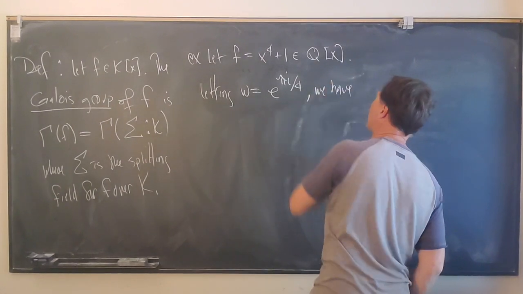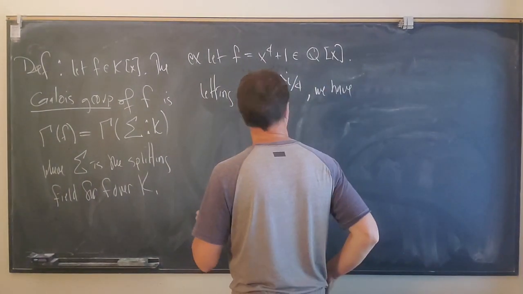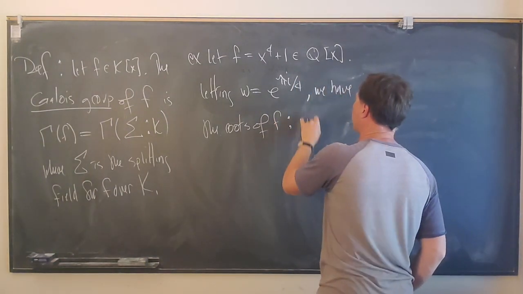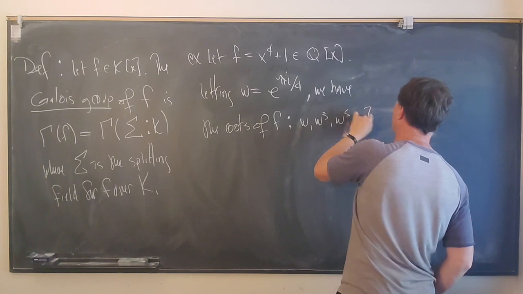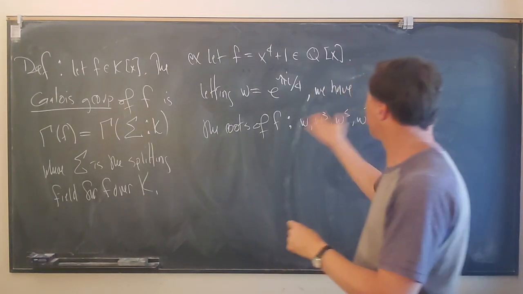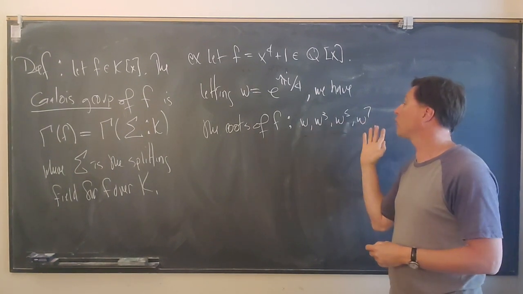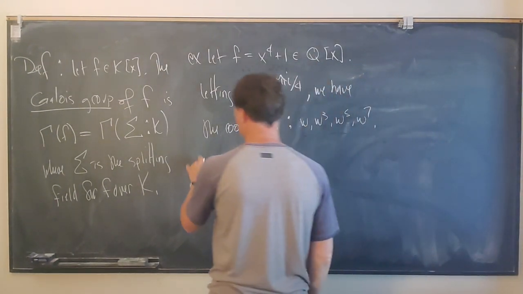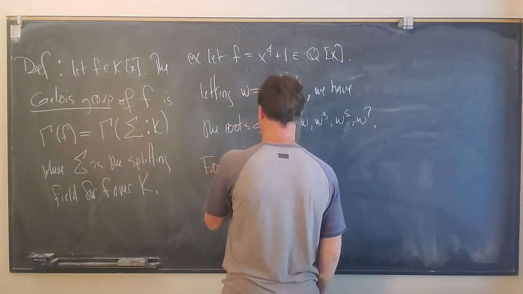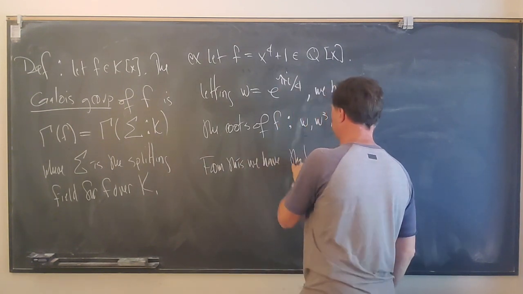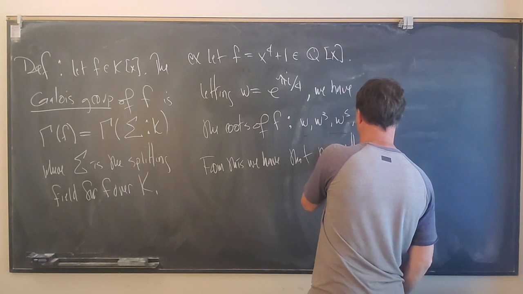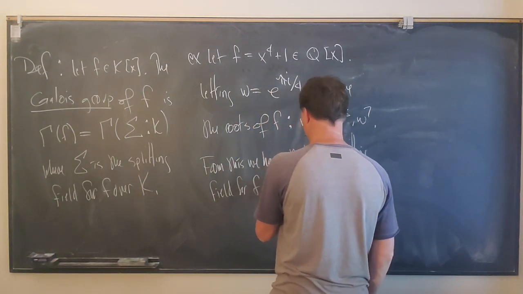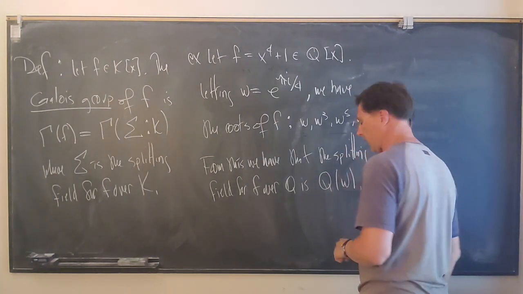This allows us to identify the roots of this polynomial, and they are omega, omega cubed, omega to the 5th, and omega to the 7th. Now we've got all the roots, and all of them are powers of omega. So if we want to identify the splitting field, all we need to do is adjoin omega to Q, and that will give us the other roots. So the splitting field for f over Q is Q(omega).